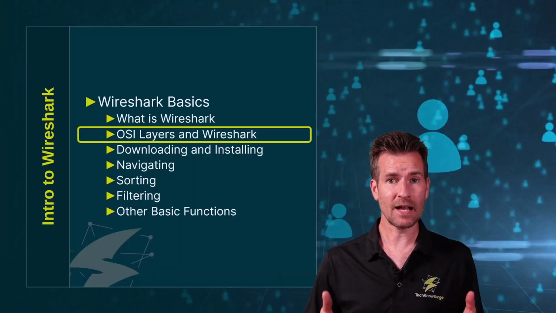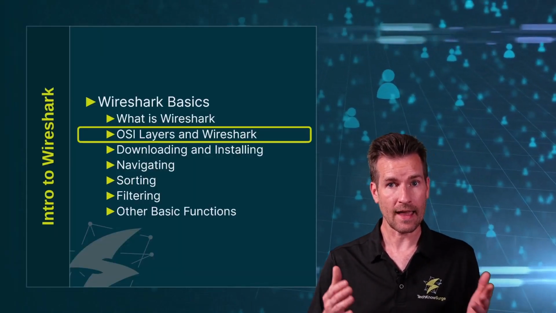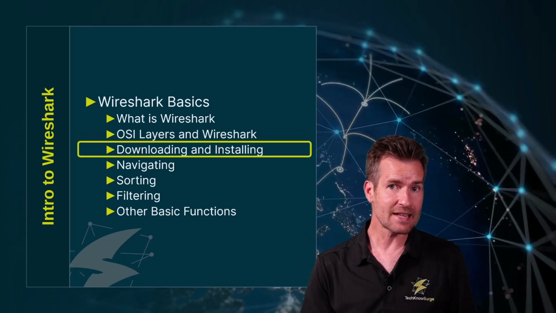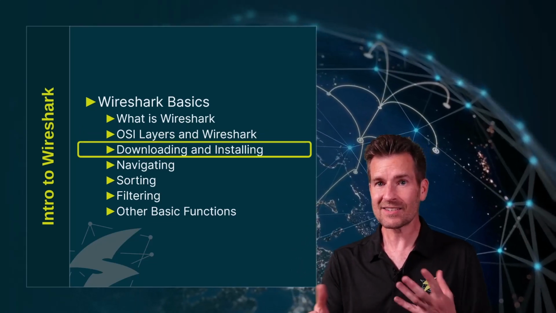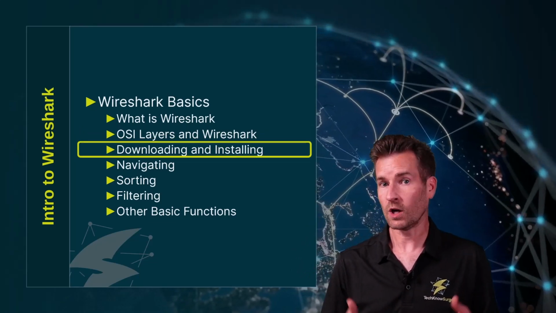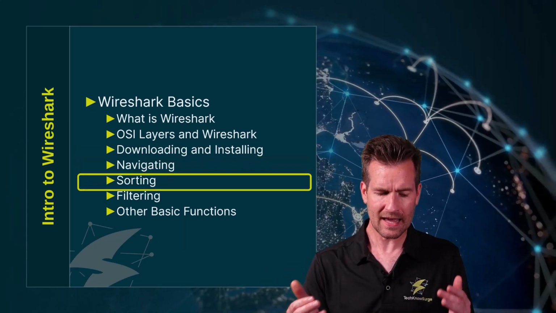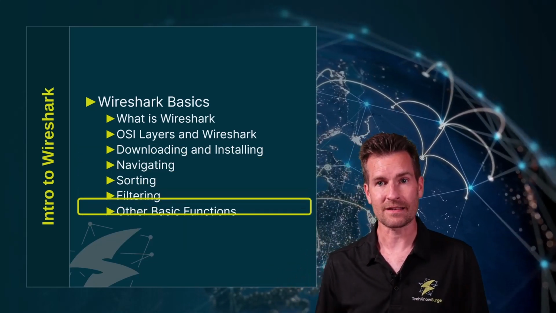Once we have some concepts down around networking and the OSI model layers, then we're going to get into actually downloading and installing Wireshark and then starting to work with Wireshark. We'll show you how to navigate Wireshark. We're going to talk about some sorting and filtering and some other basic functions.